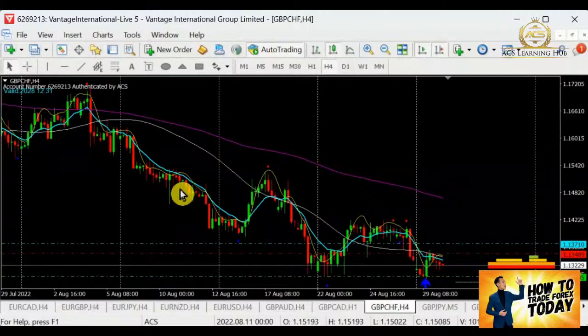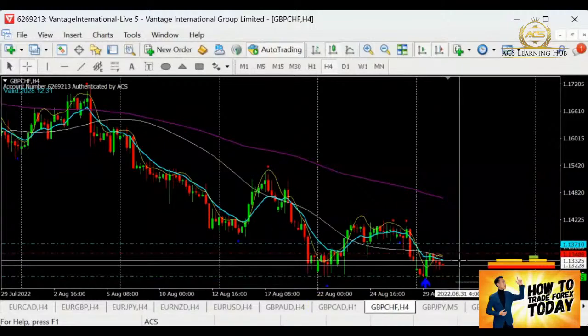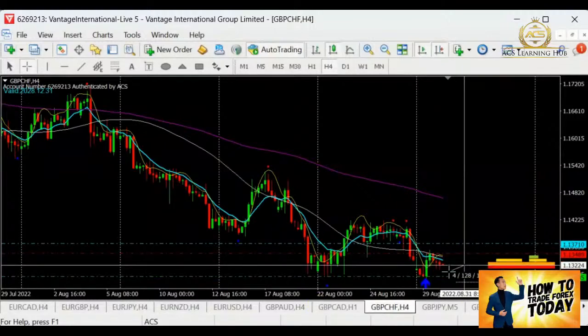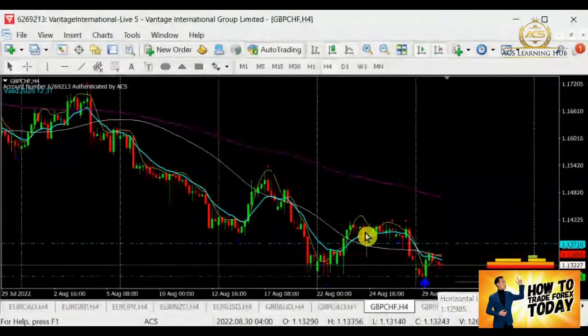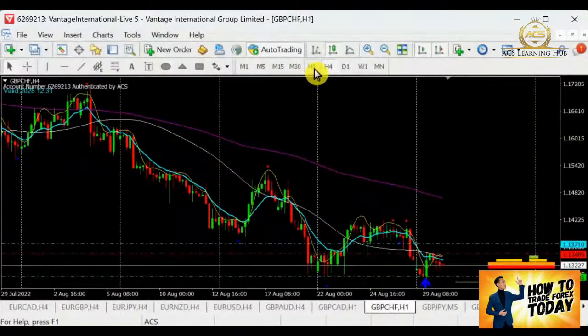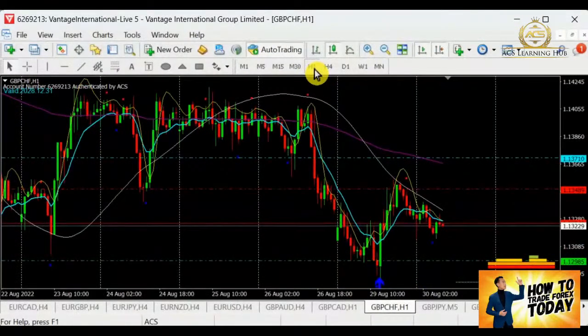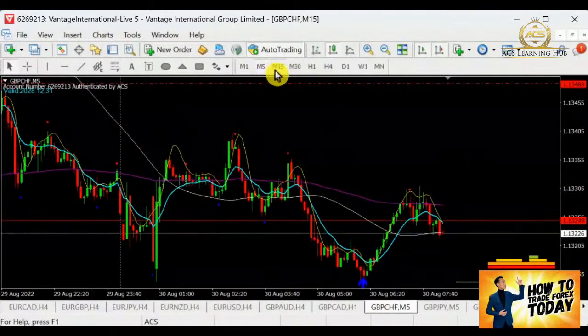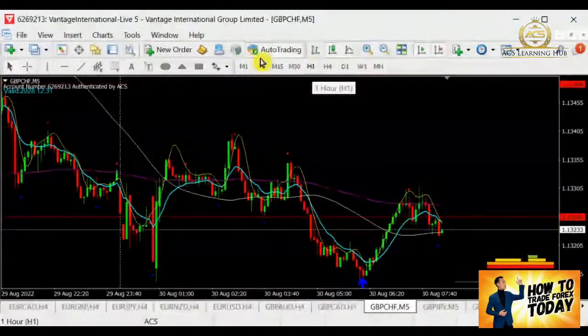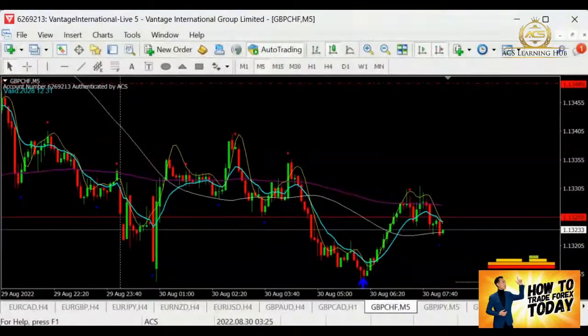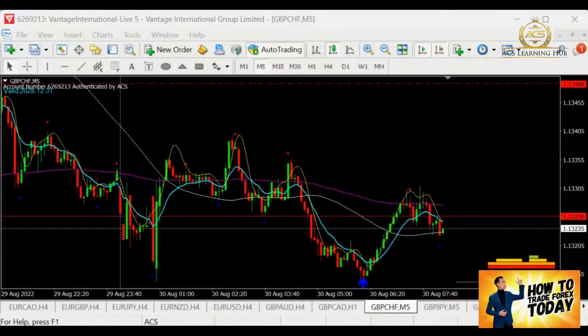For this Pound Franc, I see that we still have a bit of space, about 28 pips. So for Pound Franc, we can still look out for selling, and I see that the selling is coming very soon. So this one we can take note of and pay attention to. I'm going to put Pound Franc into my watch list.